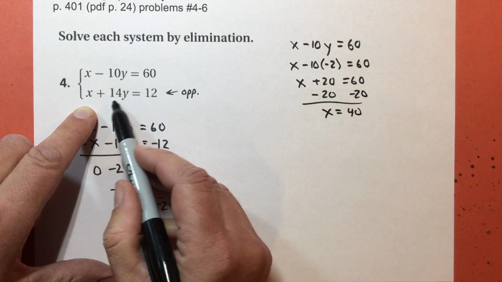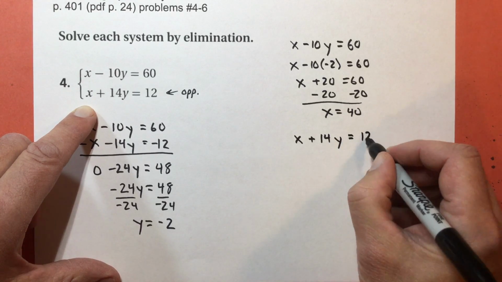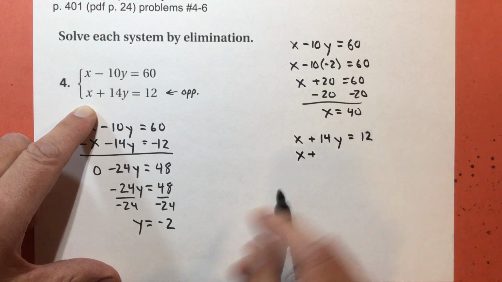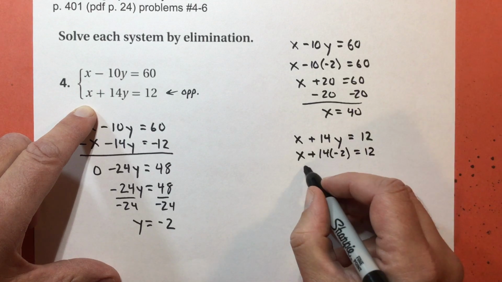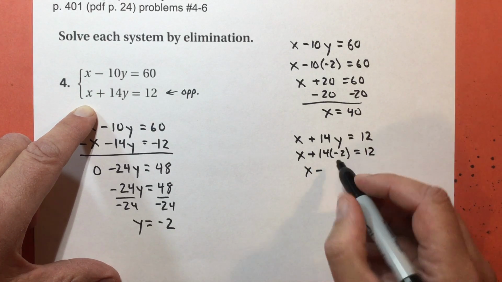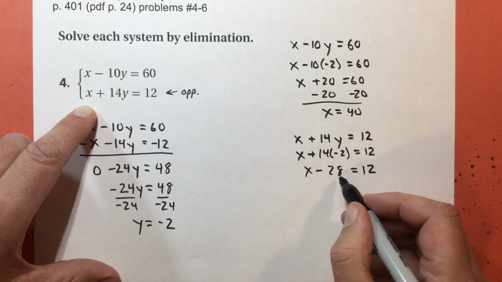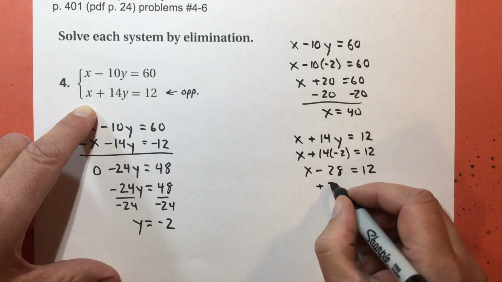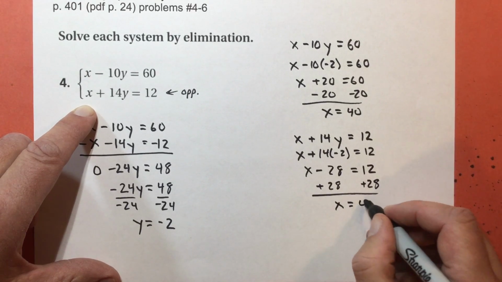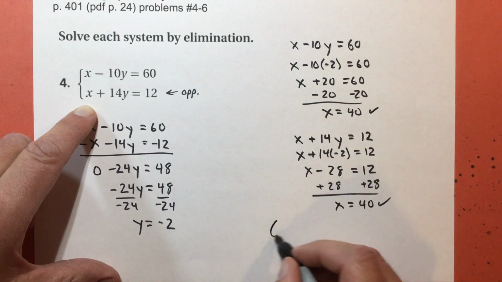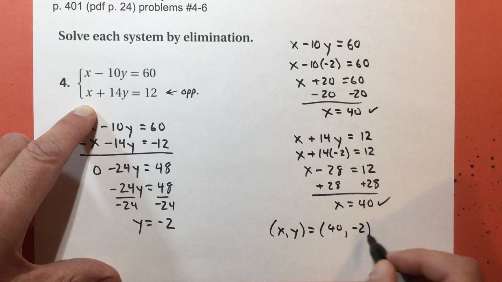Now I'm going to try that with the other one. x plus 14y equals 12. I think y is negative 2, so I'm going to do 14 times negative 2. 14 times negative 2 is negative 28. And the opposite of adding negative 28 or subtracting negative 28 is to add positive 28. So I get x equals 12 plus 28 is 40 again. That's the same as it was. That tells me that my solution is 40, negative 2.